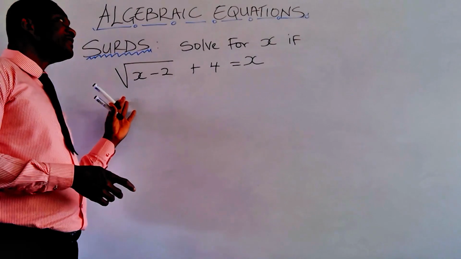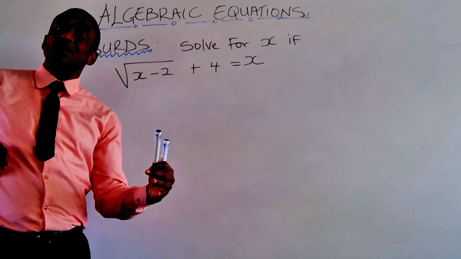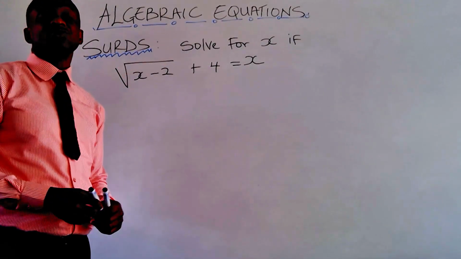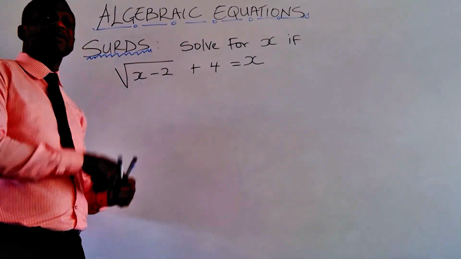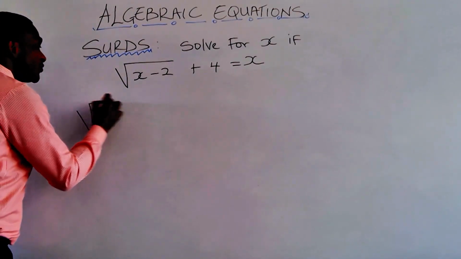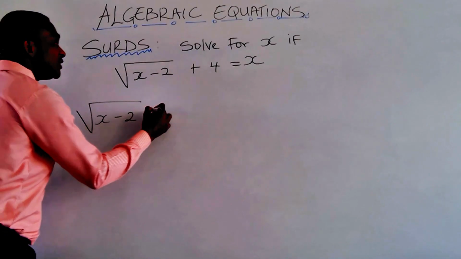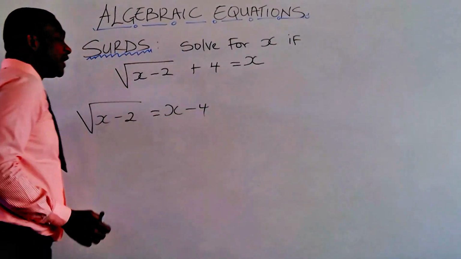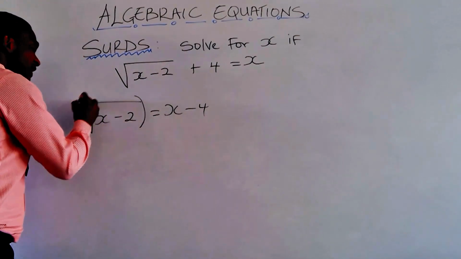So in order to get rid of the roots, we leave it on one side. Every other thing that is not inside the root should be taken to the other side so that we can square both sides and get rid of the roots. Remember, that's the first approach. So we have root of x minus 2 equals x minus 4, plus 4 crossing over. So we square both sides.